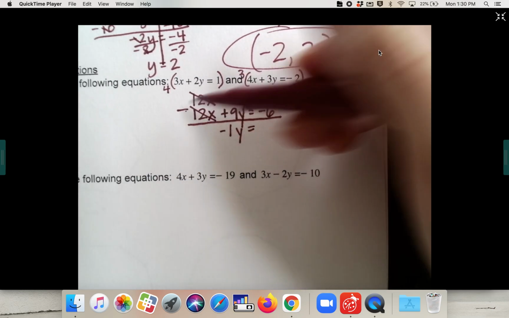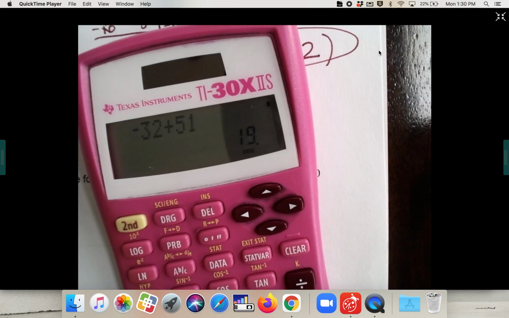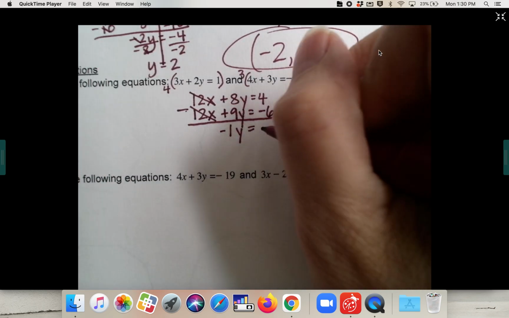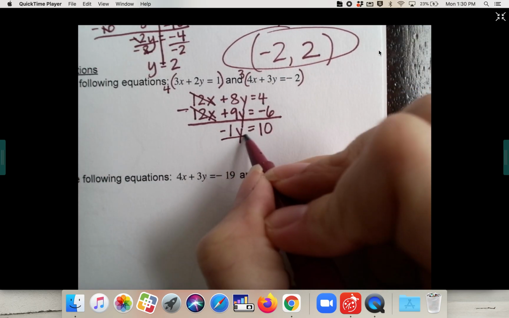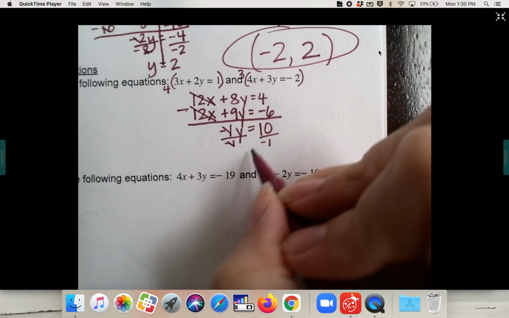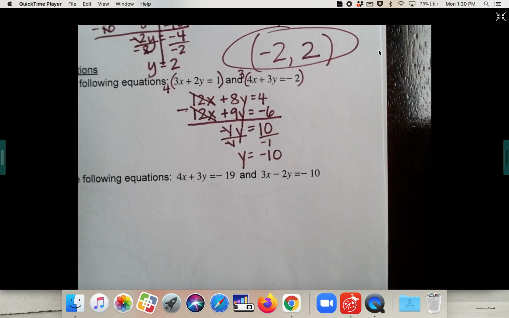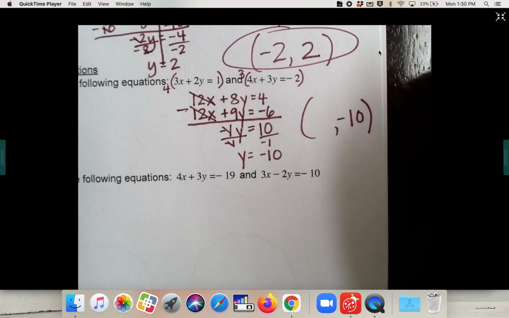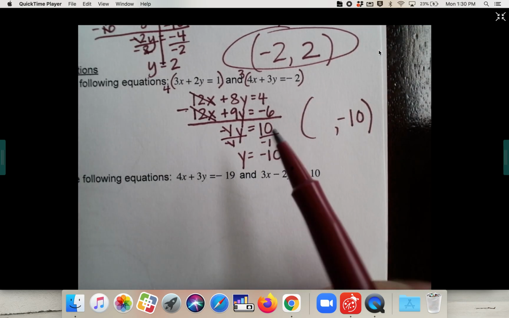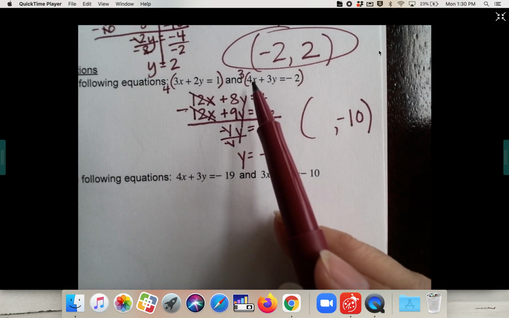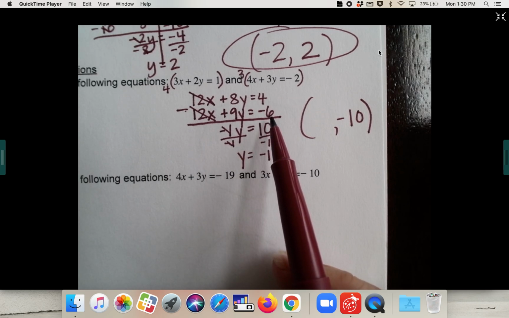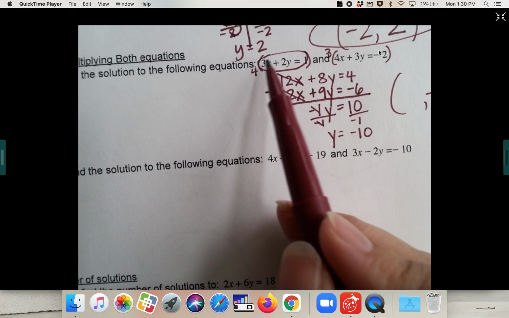And 4 minus negative 6, if you're not sure what happens when you subtract a negative, please put it in your calculator. 4 minus a negative 6 would be positive 10. All right, then you would divide both sides by negative 1. Y equals negative 10. All right, so that is my y coordinate. So I'm still looking now for my x coordinate. So you can use your original equation, your other original equation, or either one of the two that you multiplied. So any of the equations you like best, go for it.